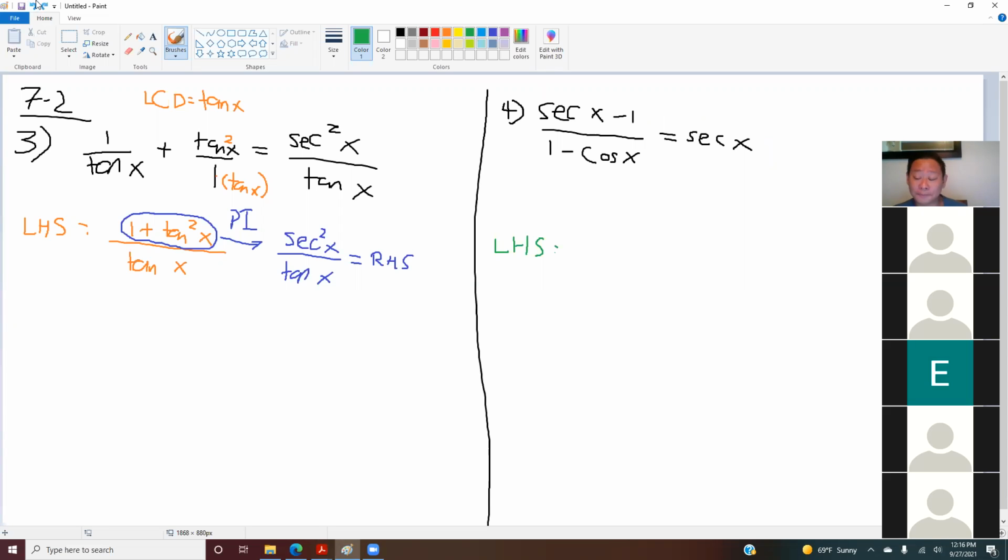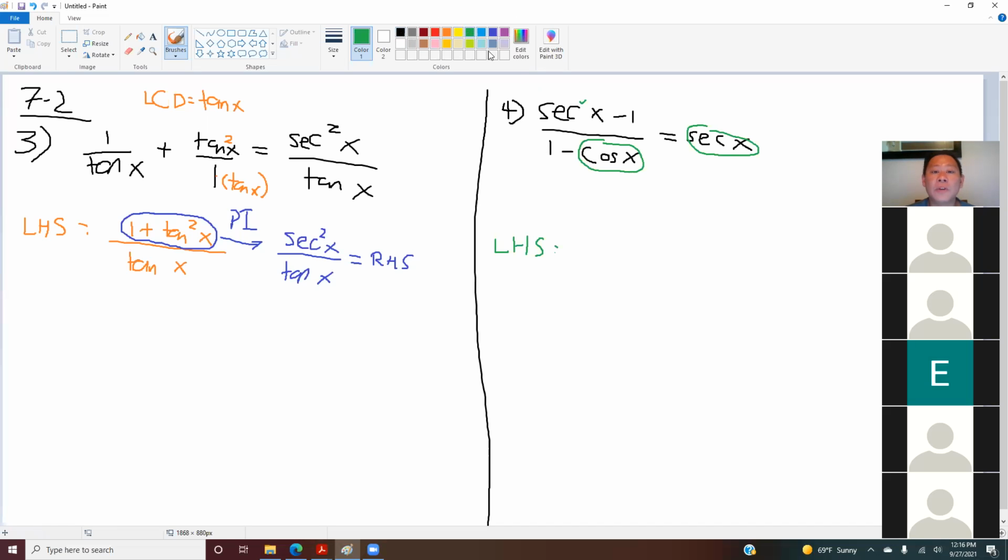So can someone tell me what we can do here? See, this is secant x, right? This already has secant x, so this is good. This is cosine x. Can we change cosine x to become secant x? We try to make everything secant x so that we all have the same secant x here. So we can change this to secant x.